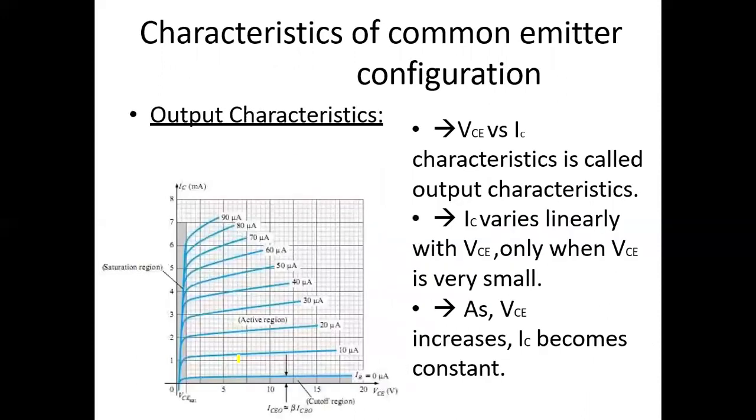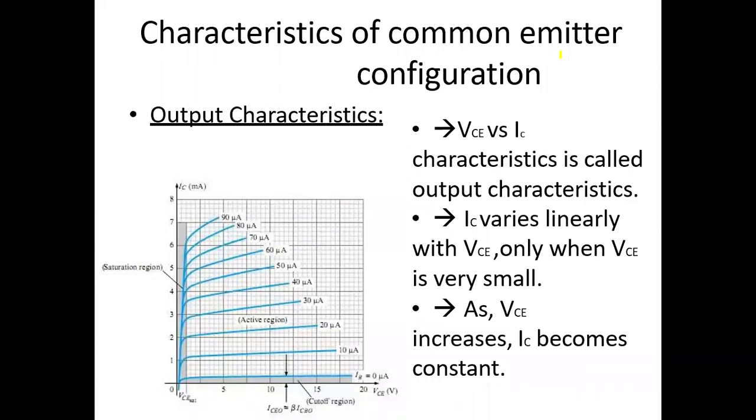And output characteristics, these are the curves for output characteristics, and by observing this curve, the graph is shown for VCE versus IC. Actually it's also a characteristics curve for each IB, and here the base is shown.